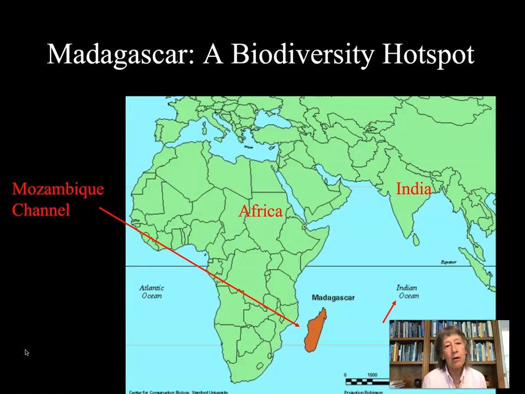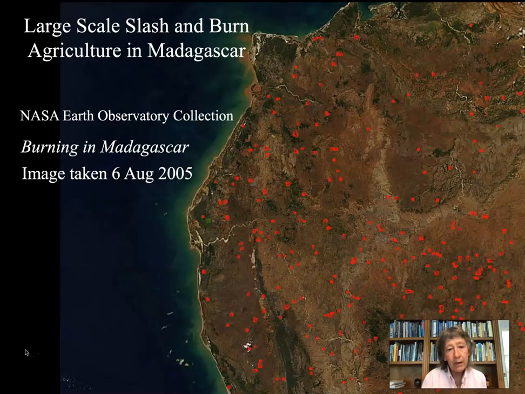An example of large-scale slash and burn agriculture would be on the island of Madagascar, which is off the east coast of Africa. And Madagascar is a biodiversity hotspot. It has incredible flora and fauna, but it is being highly threatened by slash and burn agriculture and logging. This is a satellite picture of large-scale slash and burn agriculture in Madagascar. All the red dots on the picture are fires burning at the time the picture was taken.